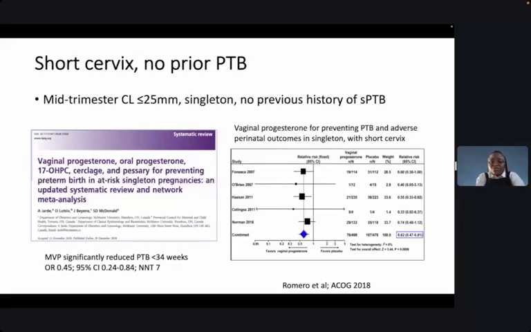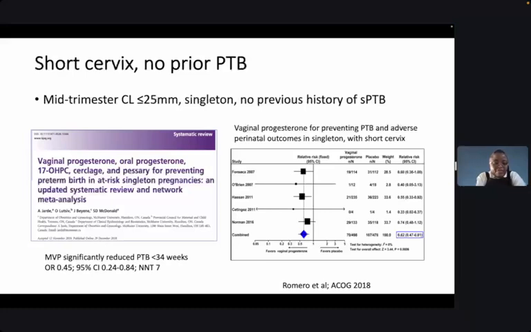The other group that we encounter in our consultations is when we scan our patient, we might find evidence of a short cervix, and our patient doesn't even have any history of previous preterm deliveries. What about this patient? What do the guidelines say? A short cervix has been defined as a mid-trimester cervical length, by which we mean the cervical length taken between 18 to 24 weeks of gestation, of less than 25 millimeters with a singleton pregnancy and no previous history. So this is some of the group of patients that we see.